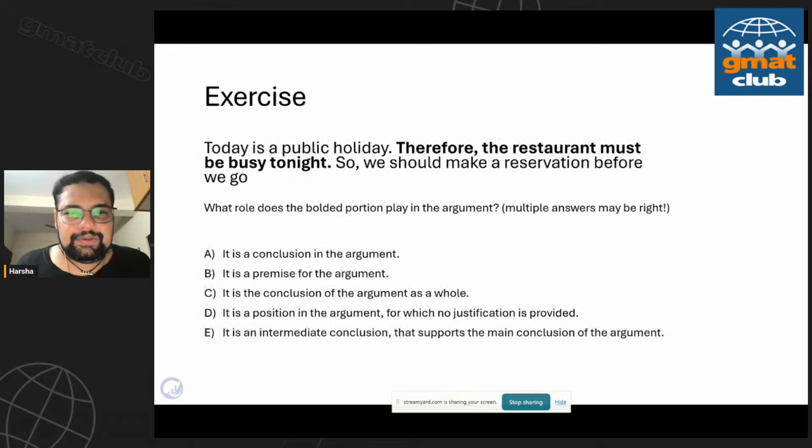Great question. So here's your next exercise. Again, very similar. What role does the bolded portion play in the argument? And remember, multiple answers can be right.